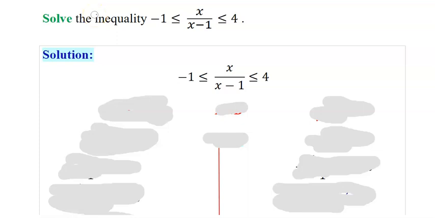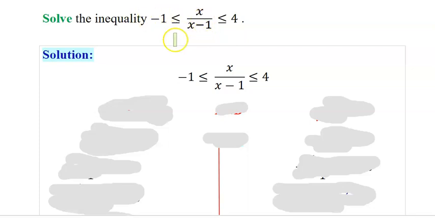Solve the inequality: minus 1 less than or equal to x over x minus 1, less than 4. So this is the case of joint inequalities involving a rational expression. In here, the rational expression is x over x minus 1.